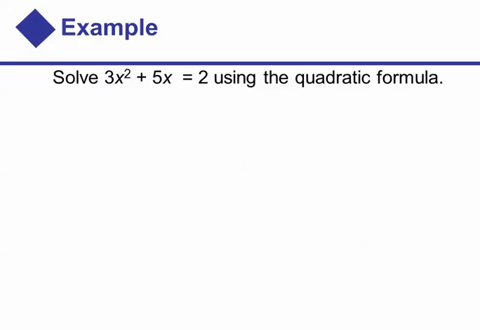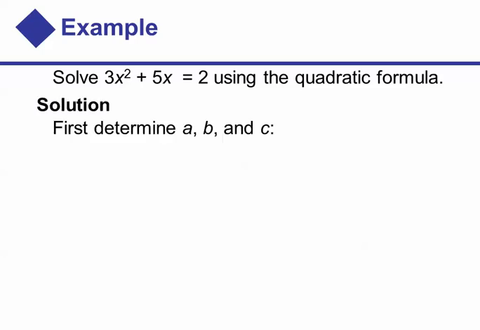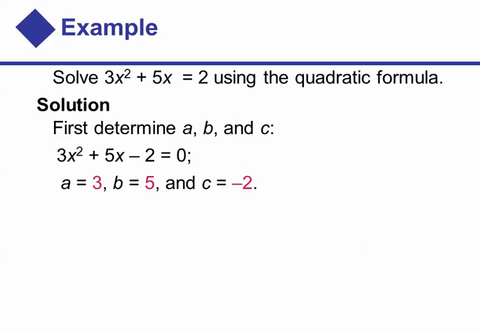So we're going to solve this equation using the quadratic formula. So first we have to determine a, b, and c, but it's not even in the right form yet. So we have to move that 2 over to the other side, so we have 0, so we can get the right sign on c. So a is the coefficient of the squared term, so it's 3. b is the coefficient of the linear term, so it's 5. And c is the constant, which is -2.